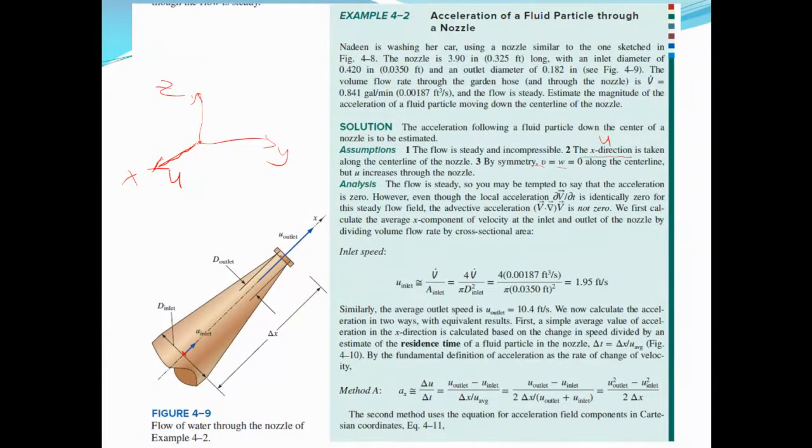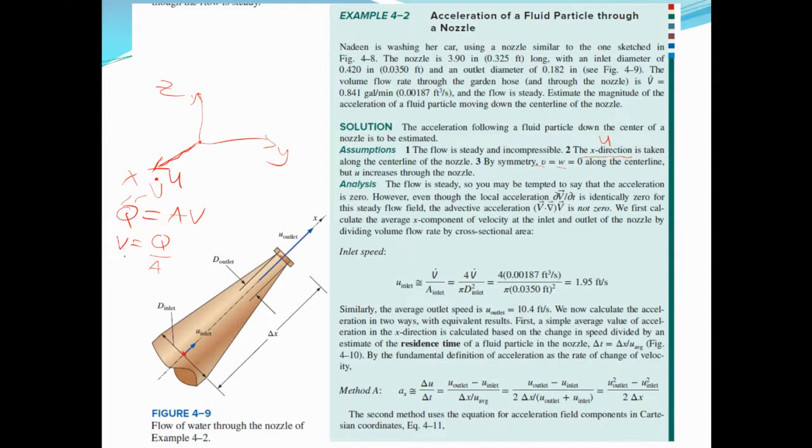We first calculate the average x component of velocity at the inlet and outlet by dividing the volume flow rate by the cross-sectional area. We know that flow rate Q is equal to AV. So we want to find the velocity at the inlet and outlet. Here the velocity is going to be Q over A. In this notation, Q is written as V dot.